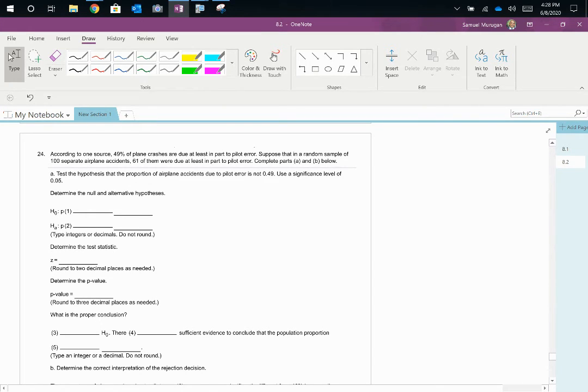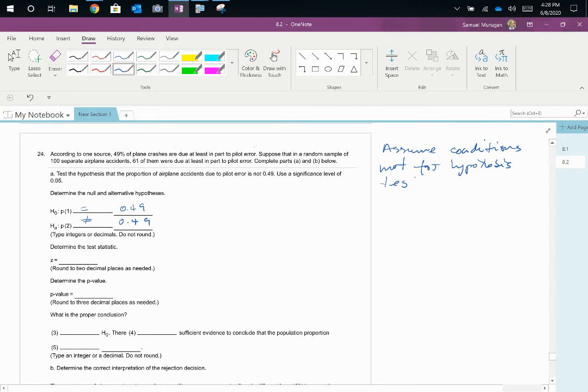Okay. So P1 equal to 0.49 and then not equal to 0.49. Assume conditions met for hypothesis tests.